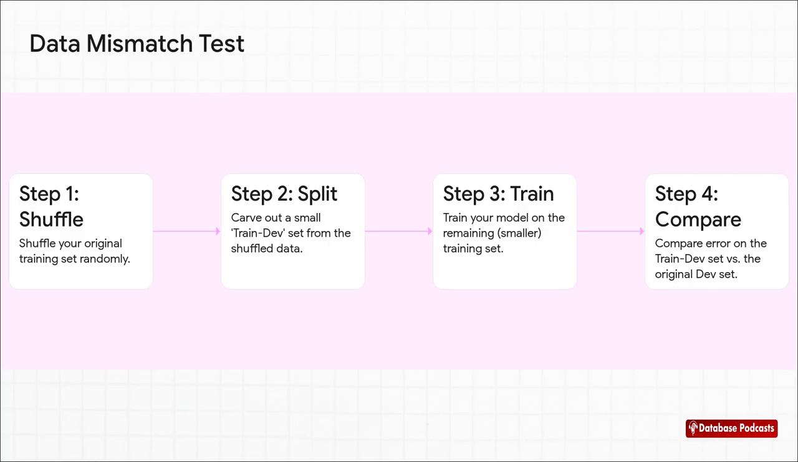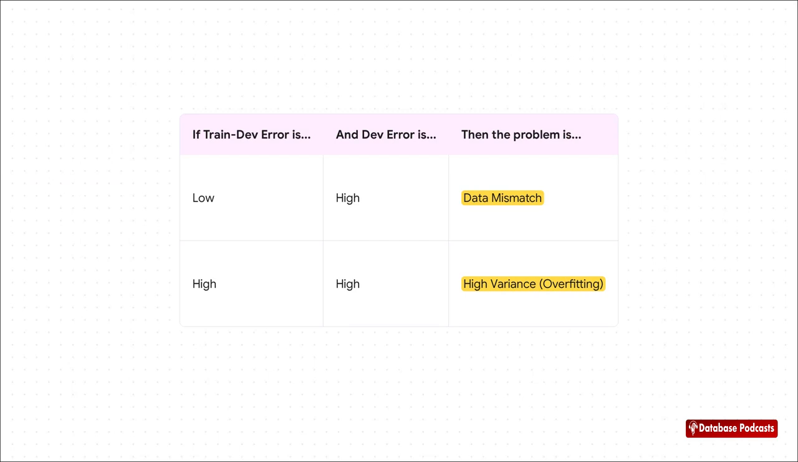You then train your model on the rest of the training data. And finally, you test your model's error on two different sets: your brand new train-dev set and your original dev set that represents the real world. And here's how you read the tea leaves. If your model does great on the train-dev set, I mean super low error, but it does poorly on your actual dev set, that's a smoking gun for data mismatch. It tells you the model is great on data that looks exactly like what it trained on, but it fails on real-world data. Now, if the error is high on both the train-dev and the real dev set, then your problem is probably something else, like high variance or overfitting. The model just isn't generalizing well to any new data, even if it's from the same distribution.